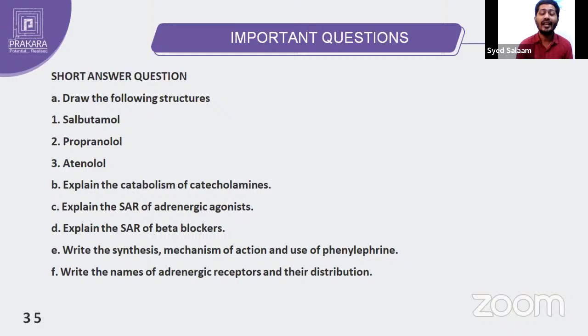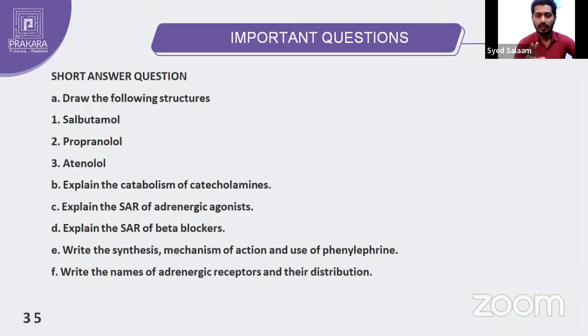Explain SAR of adrenergic agonist. So what we have discussed today, sympathomimetics are nothing but adrenergic agonists or adrenomimetics. Explain the SAR of beta blockers. In that you will be taking propranolol as prototype drug, and we will be discussing the beta blockers SAR there. And next question is synthesis, mechanism of action and uses of phenylephrine, because this is among the important star mark drugs, phenylephrine and salbutamol. For them, they might be asking the synthesis, mechanism of action and uses.